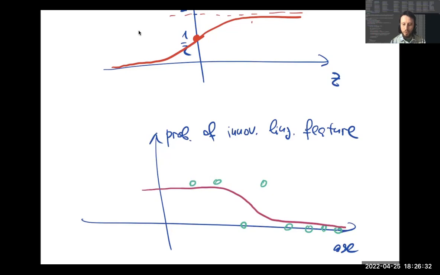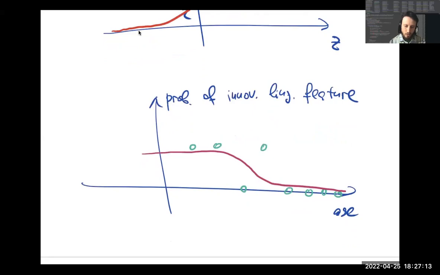So for example, for this data, I choose this decreasing sigmoid, because I see that I have more points here for larger values of h with value zero, and for smaller values of h, I have more points with value one. So I can expect that the probability to get an innovative linguistic feature decreases with age.